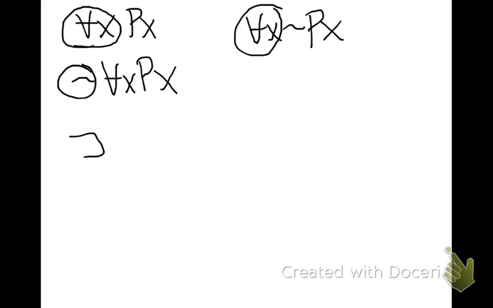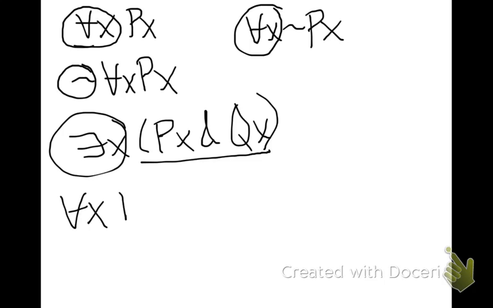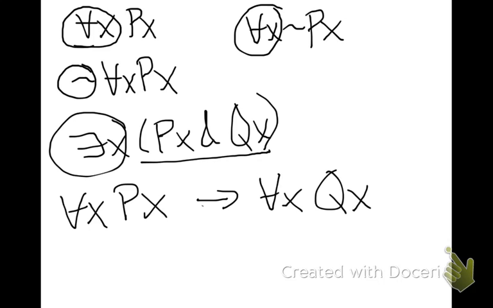If we have the formula, there exists an x, Px and Qx, well, we have one chunk here, so the existential quantifier is the major operator. However, if we have the formula, if for all x Px, then for all x Qx, well, now we have two chunks, and so the arrow is going to be the major operator because it joins the two chunks.